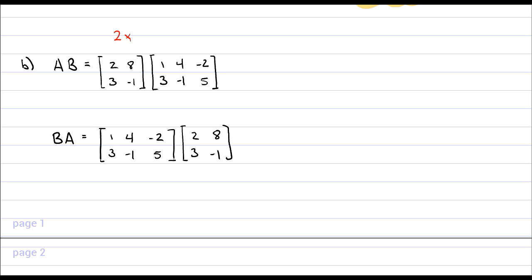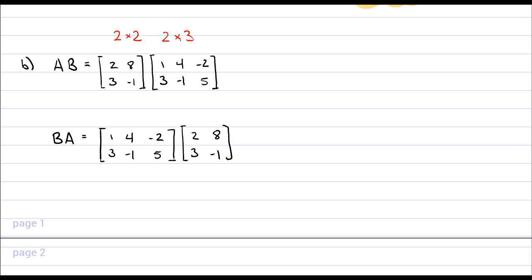Okay, so the first matrix here is a 2 by 2 matrix. So I need to write its size. It's 2 by 2 because it has 2 rows and 2 columns. The next matrix, however, has 2 rows, but it has 3 columns. So this is going to be a 2 by 3 matrix. So I'm going to write the sizes of the matrices here.